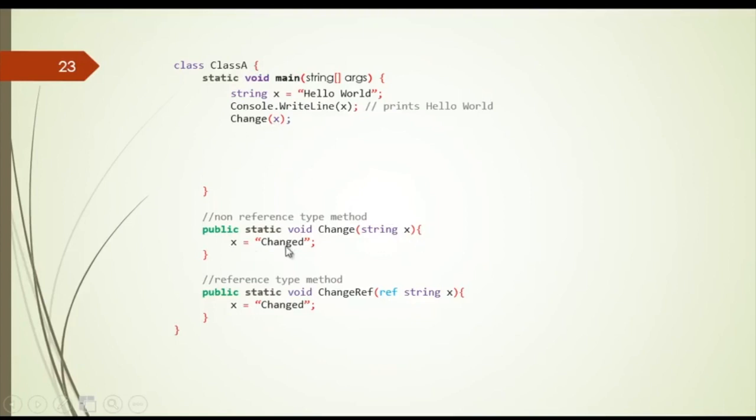So MSDN says that when you pass the x, it is passed as a reference type. So if I pass it and I change it, reference type means when you change an object or something, it will remain changed after finishing that function. So the change function should change the string x, and after that it should print change. But if you run it in Visual Studio, it will give you hello world. It will still be the same.